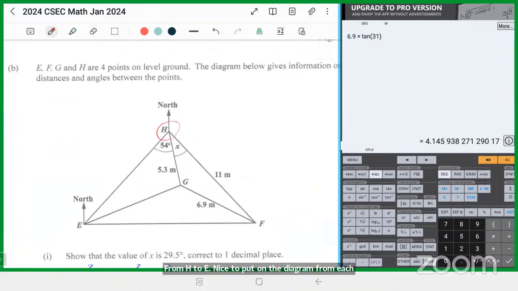So this is a from position. You're trying to come down to E. You want the bearing from here. So this is our north line.